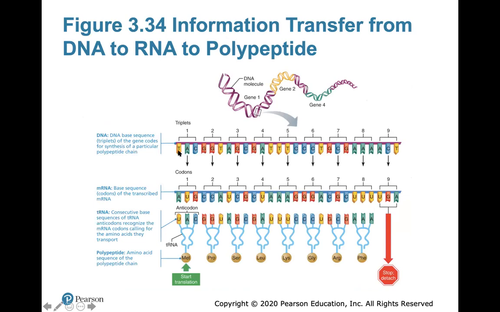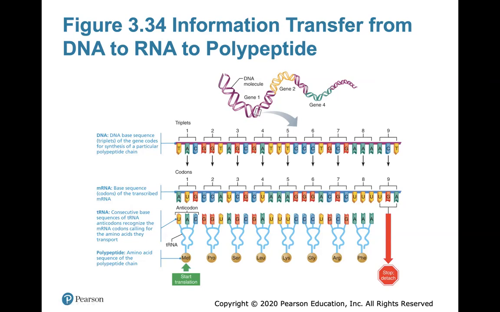So here's a DNA base sequence in triplets of the gene that codes for the synthesis of a particular polypeptide chain. The mRNA base sequence of the transcribed RNA chain will complementary base pair. So you'll see that thymine will always pair with adenine and cytosine will base pair with guanine. The difference, again, between RNA and DNA is that adenine would normally pair with thymine in a DNA strand, but in the RNA, the thymine is replaced with a uracil. So whenever you see an adenine, that'll always complementary base pair with the uracil.